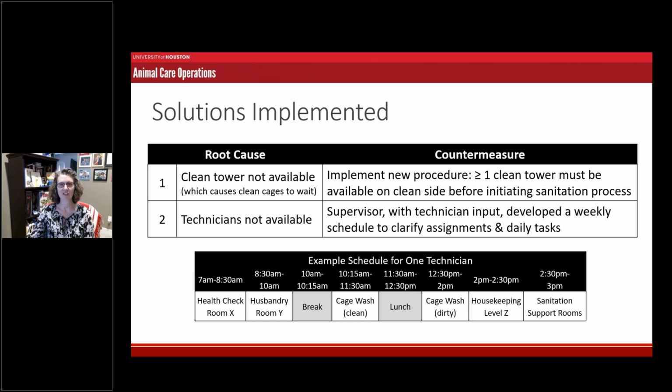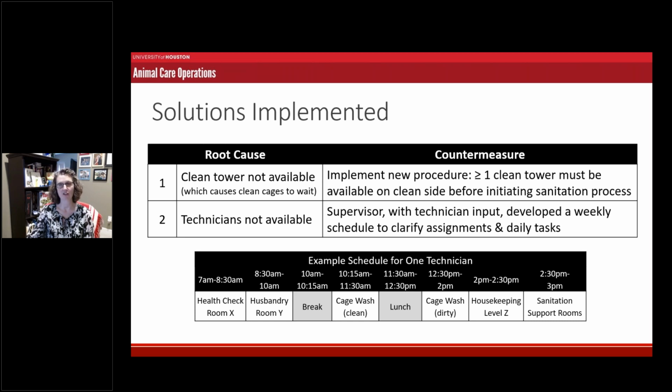So number one, for clean towers not being available and therefore clean cages having to wait for a clean tower to be rebuilt, we implemented a new procedure. And so this procedure says that at least one clean tower has to be available on the clean side before you're initiating the sanitation process. That way, when you have clean cages coming out the other side, they have a tower waiting for them, and they can automatically be built into that new tower. So there's really no waiting, right? No wasted time there.